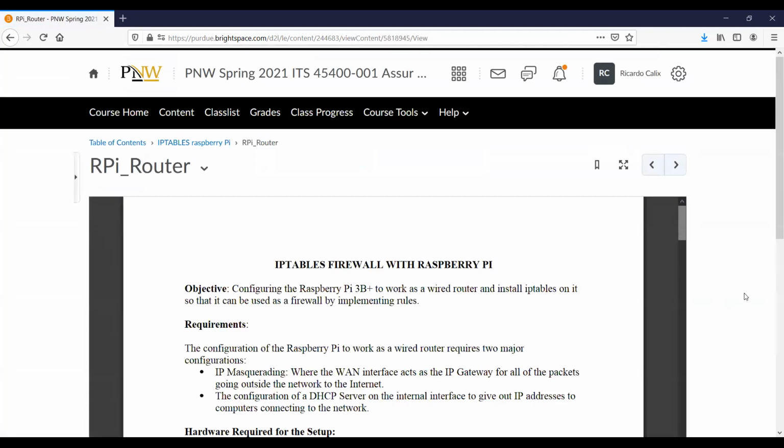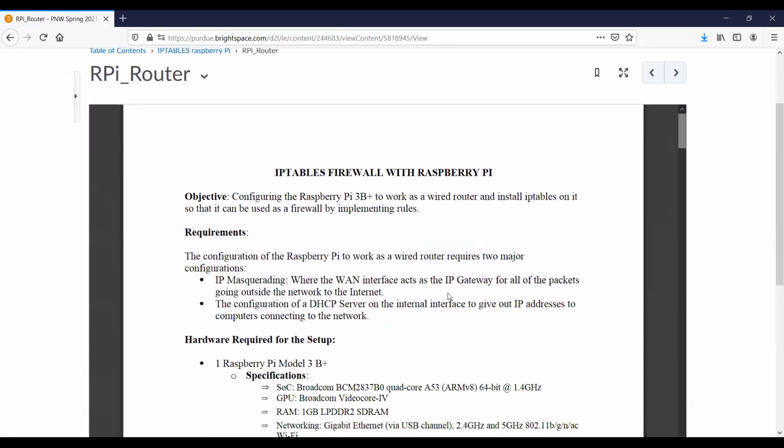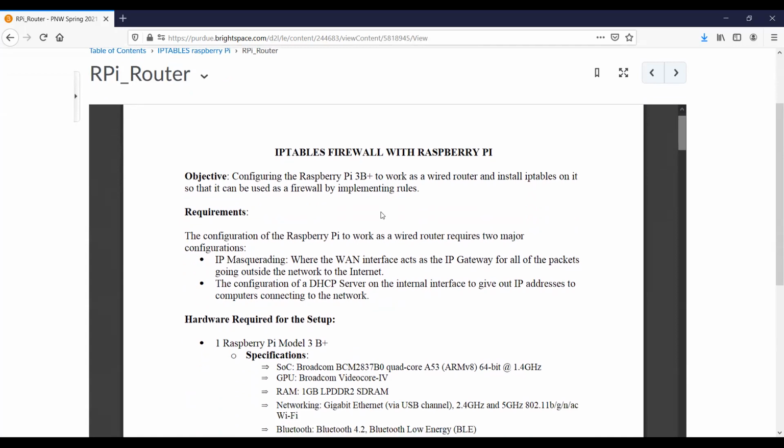So basically making it into a router. So what you need here is, this is titled, so you should be seeing this document, IPTables Firewall with Raspberry Pi. The objective of this document is for configuring the Raspberry Pi 3B Plus to work as a wired router, okay? So remember, that's a good note. It's not Wi-Fi, right? It's not Wi-Fi.